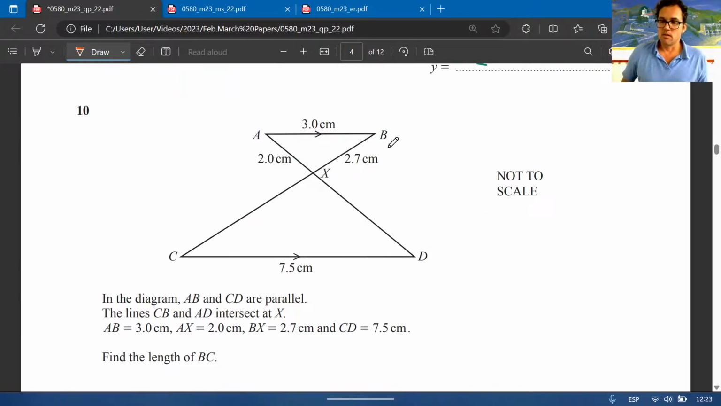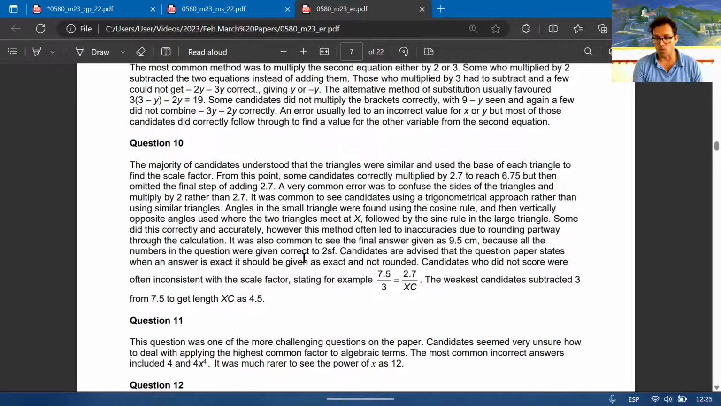Question 10. Things are heating up a little bit. Right, doing question 10, one is tempted to try trigonometry. You see the triangles and they ask for a side. You can work out some angles. You can use the sine rule and the cosine rule to work out some angles and work from there. And you can get the right answer according to the examiner's report. But they say some people very often make mistakes doing that because they were rounding too early.